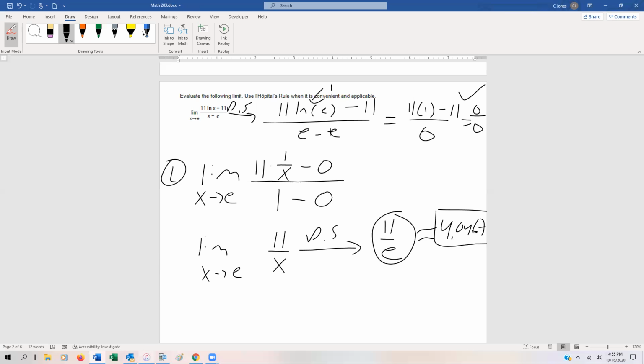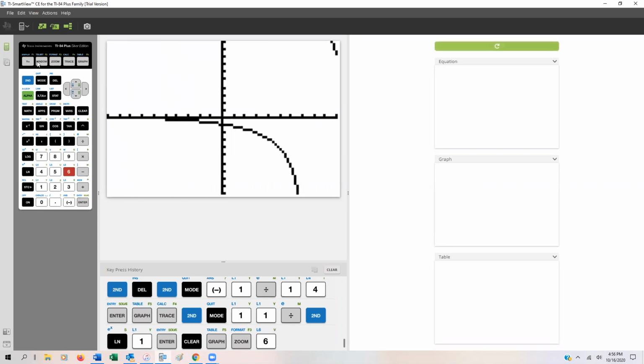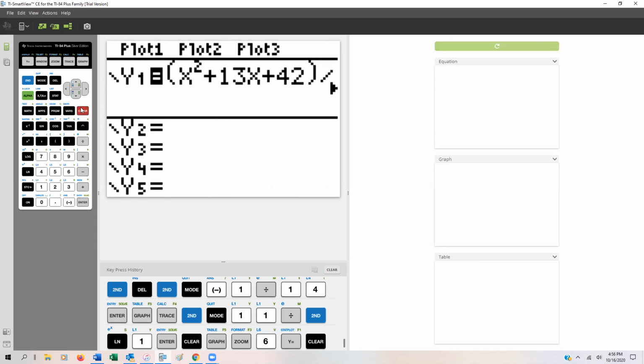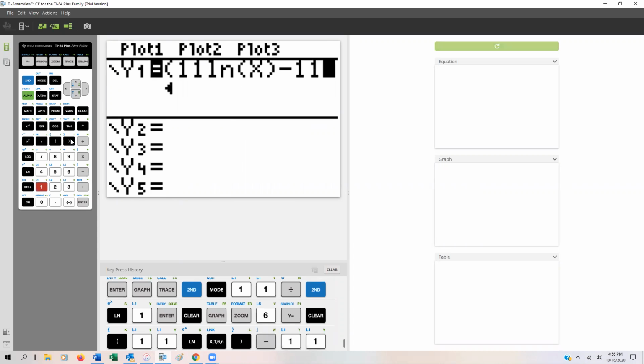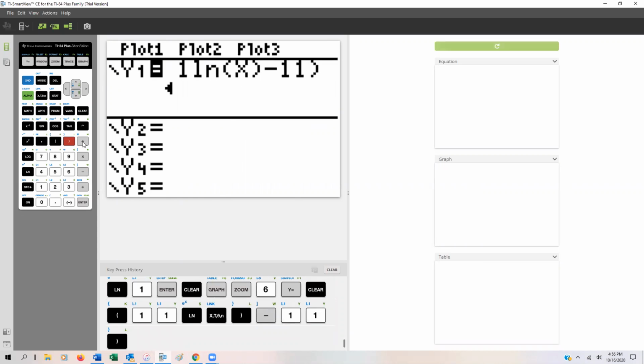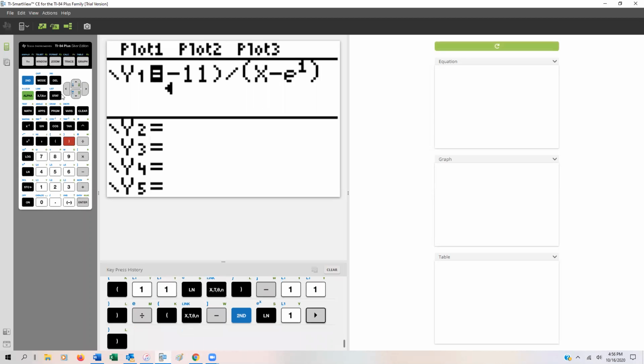We're going to go in our calculator, and just like we did before, we're going to verify by graphing the original function. So I'm going to zoom standard first, and that's not what the function is. We have to go to y equals. This is the one we had from before. So we have the quantity 11 natural log of x minus 11, and we're going to divide that by x minus e to the first. So that's the trick with the calculator. If you don't have e in there, just use e to the first. I'm just verifying that I did put the parentheses in there. So I'm going to graph.